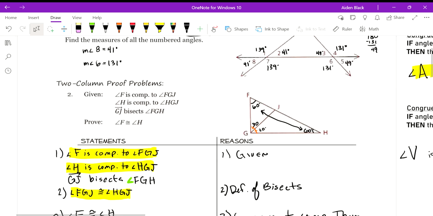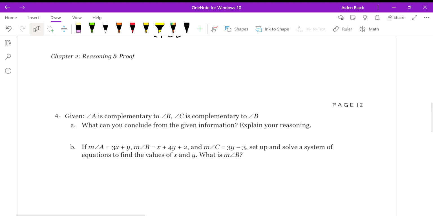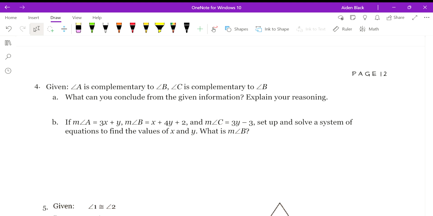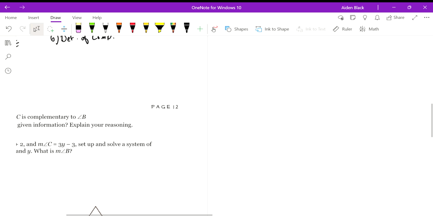Okay, we are looking at the backside of 2.6 practice. Number 4 gives us the following information. Angle A is complementary to angle B, and angle C is complementary to angle B. So what do we know based on this information?